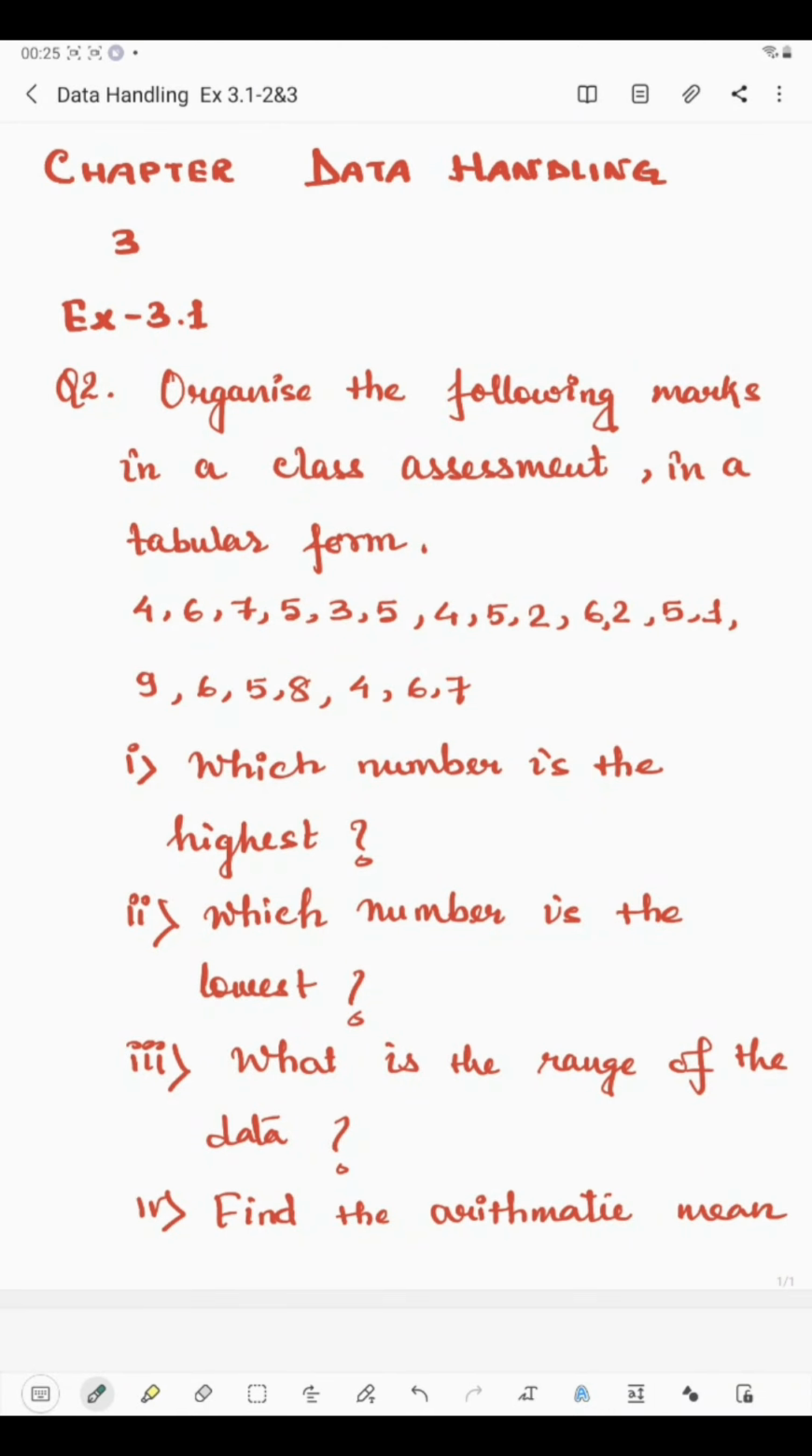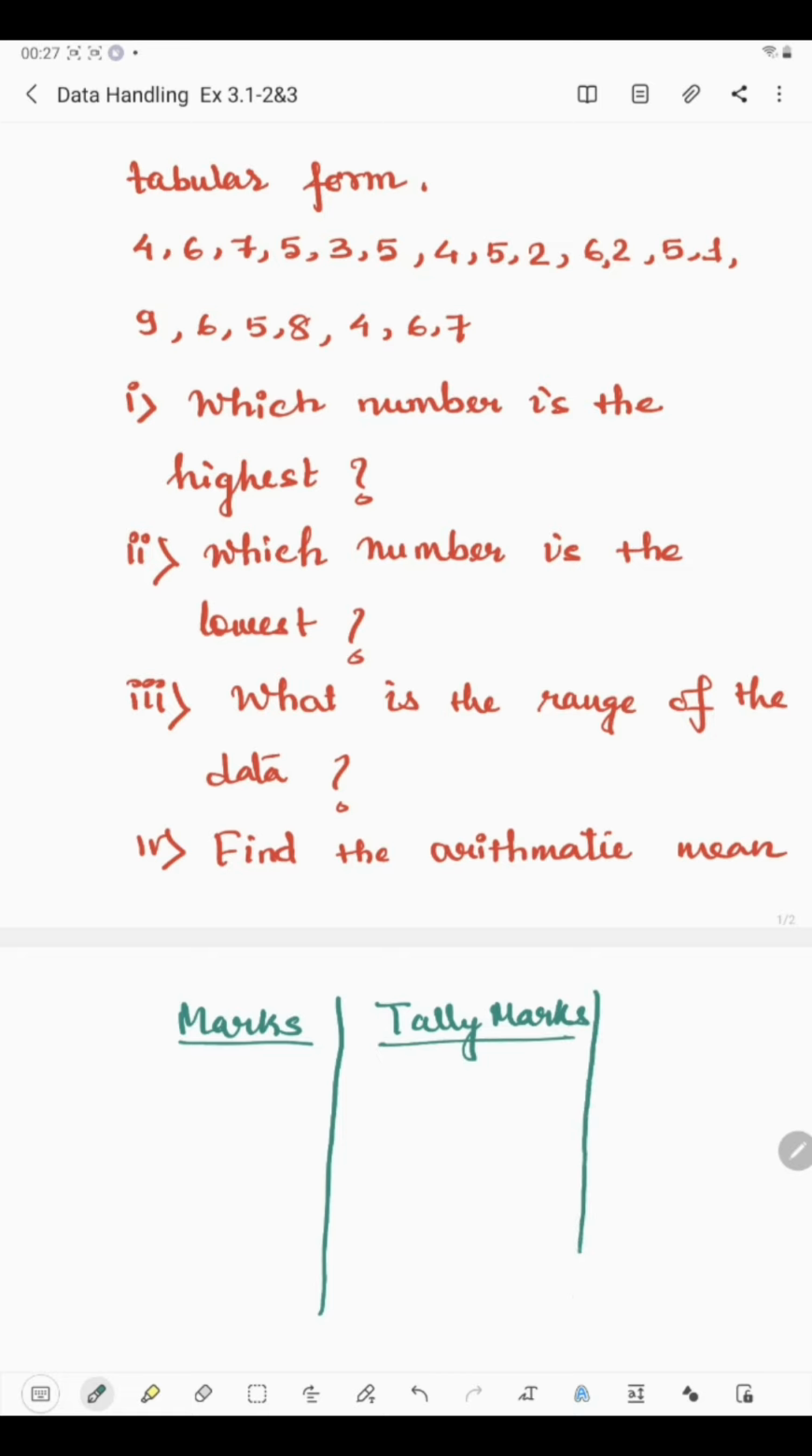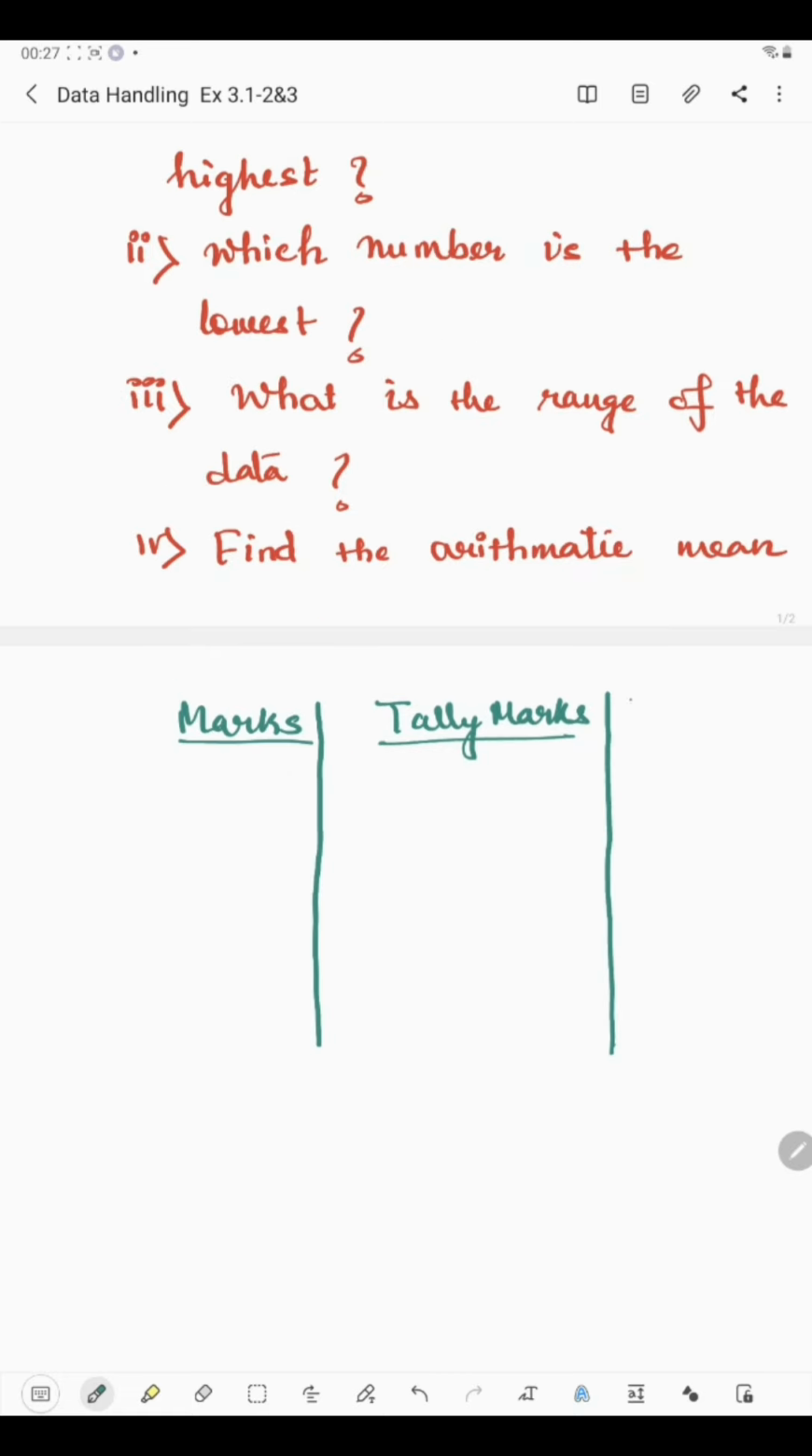Hello students, today I am going to start question number 2 of exercise 3.1. Now question number 2 says organize the following marks in a class assessment in a tabular form. For this we need to make a table, and in the first column will be marks, second column will be of tally marks, and third column will be of frequency. Okay.